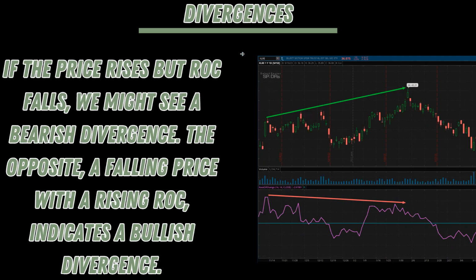Now, divergences, if you're not familiar with those, it's a very simple concept, and it just takes a little bit of getting used to. But after you practice for a little bit, you'll be able to spot these. Let's say the price rises, but the ROC falls, we might see a bearish divergence. The opposite is a falling price with a rising rate of change. That indicates a bullish divergence. If that still doesn't make too much sense or sounds too complicated, we're going to make it really simple real quick.